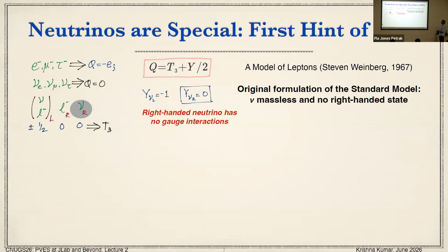If you look at the charge assignments here, you have the neutrinos with no charge. And then you have the weak isospin, the right-handed neutrino with no weak isospin. And then given this formula, which is in this paper, you have the hypercharge for the right-handed neutrino is also 0. So 0, 0, 0. Right? So the right-handed neutrino has no gauge interactions. So this was all fine with Weinberg because the neutrino is massless. Right? So who cares? So there's no right-handed state anyway. So this was the original formulation of the standard model.